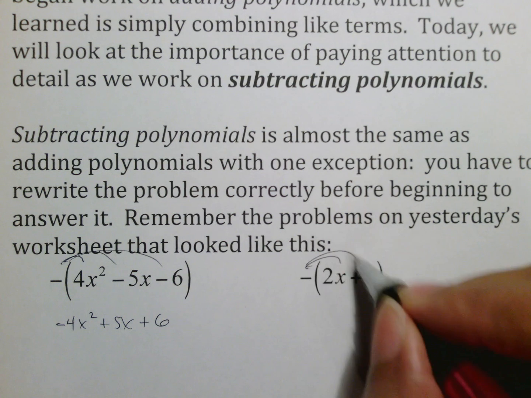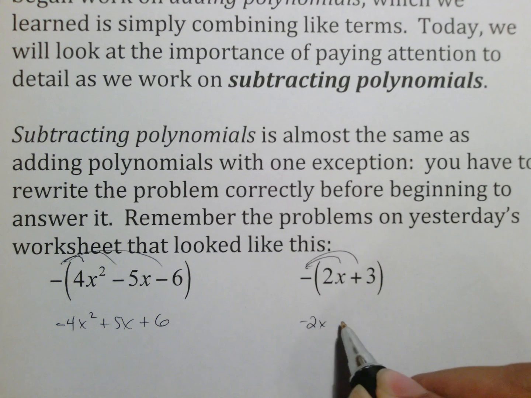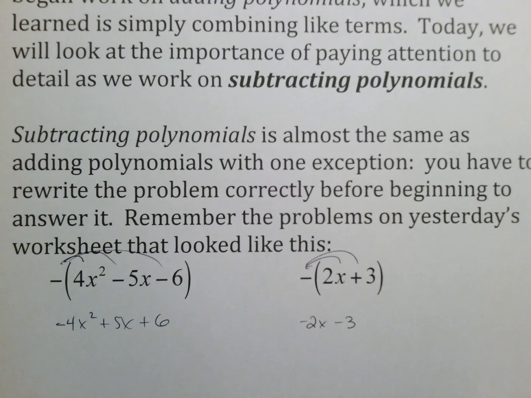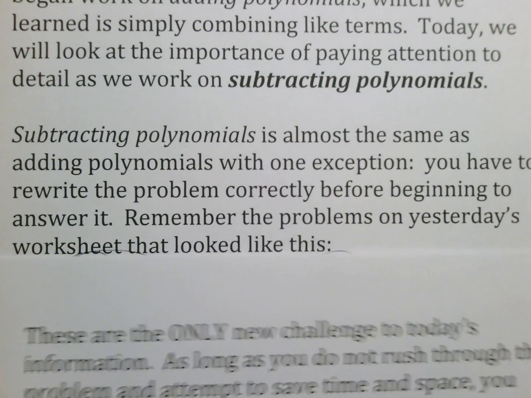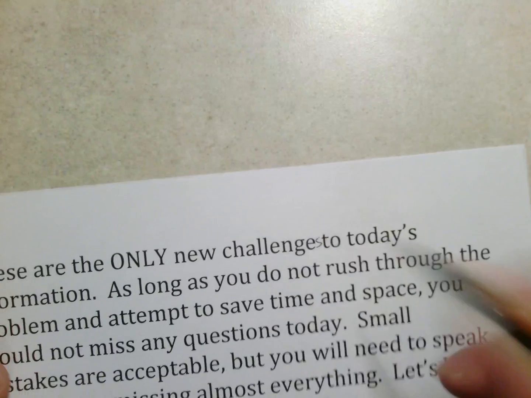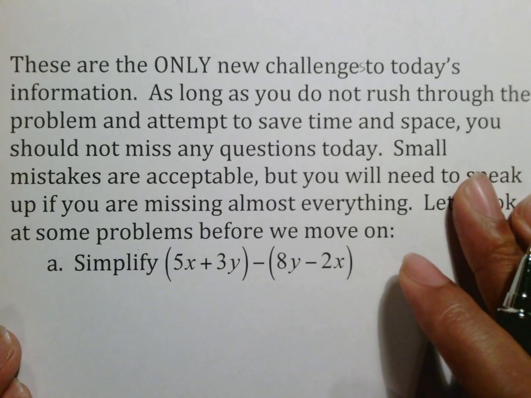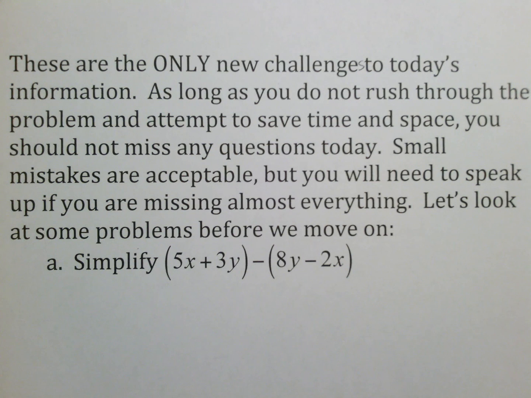Same thing here. If it was a negative on the outside of 2x plus 3, we would rewrite this as negative 2x minus 3. What I want you to realize is that these are the only new challenges to today's information. As long as you do not rush through the problem and attempt to save time and space, as long as you're not trying to get it done with the smallest amount of ink and lead, you should not miss any questions at all today.